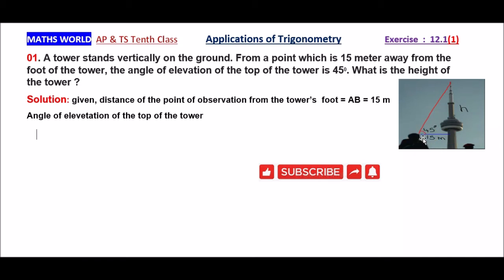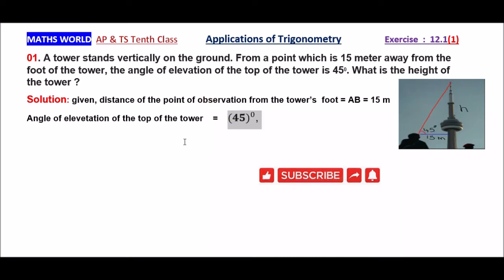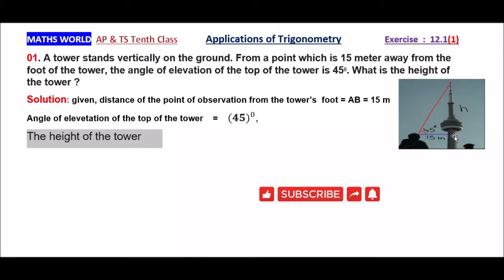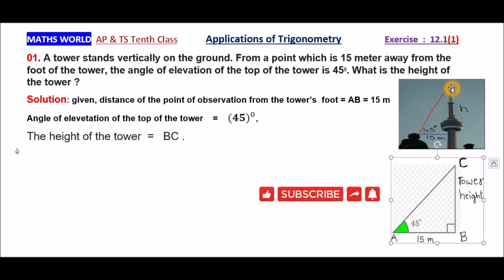And also, the angle of elevation of the top of the tower is 45 degrees. I am saying this angle of elevation because this is the horizontal line, and the angle is above the horizontal line. So I am calling it the angle of elevation of the top of the tower, equal to 45 degrees. Next, we have to find out the height of the tower. That is BC is equal to H.